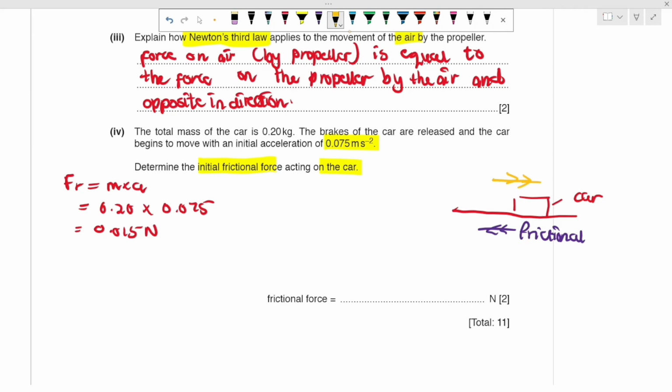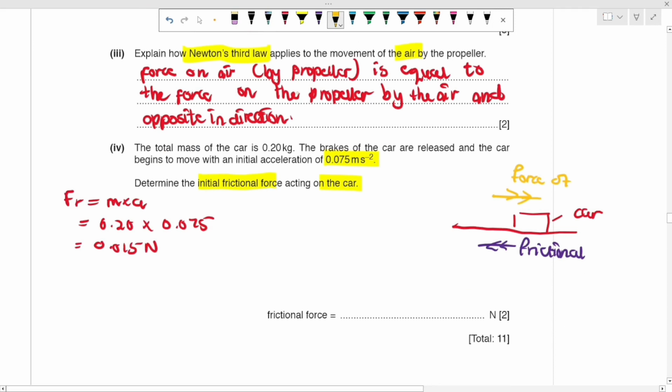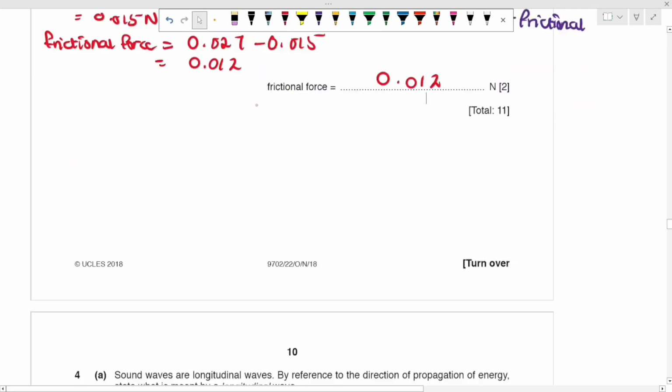So here we're going to have the force that we've calculated here, right? This force exerted on this mass of the air by the propeller, because the air is going to exert that same force on the propeller itself. So force of 0.027, right? So it basically means that if my resultant force is 0.015, my frictional force would just be equal to, if I have 0.027 and the resultant is 0.015, how much is actually being contributed by the force of friction? That would just be 0.012. So here I have 0.012. Okay, very important for you to be thinking of that.